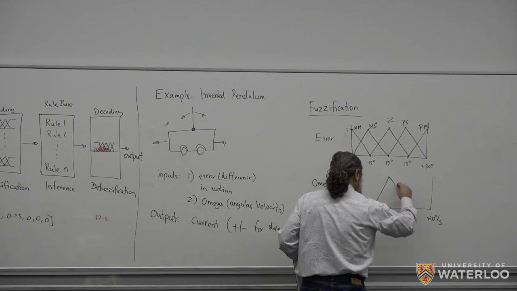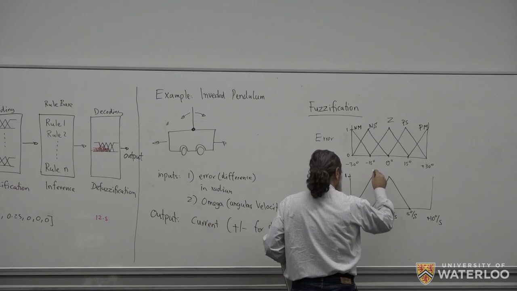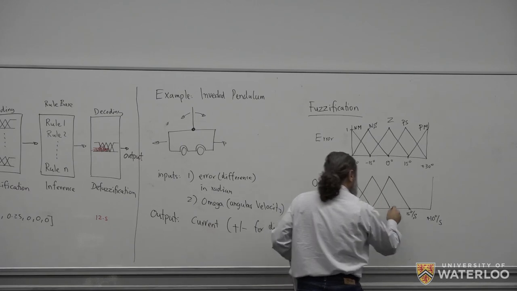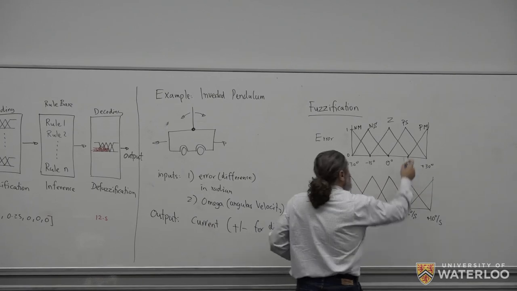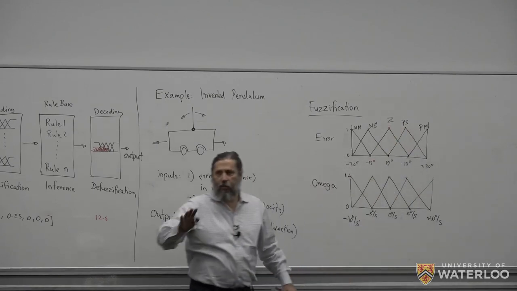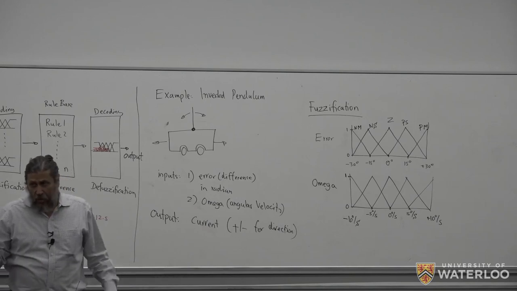So 0 is this. And this is negative small. And this is negative medium. This is positive small. This is positive medium. I'm keeping the labels the same, just for sake of simplicity. Because they are numbers.